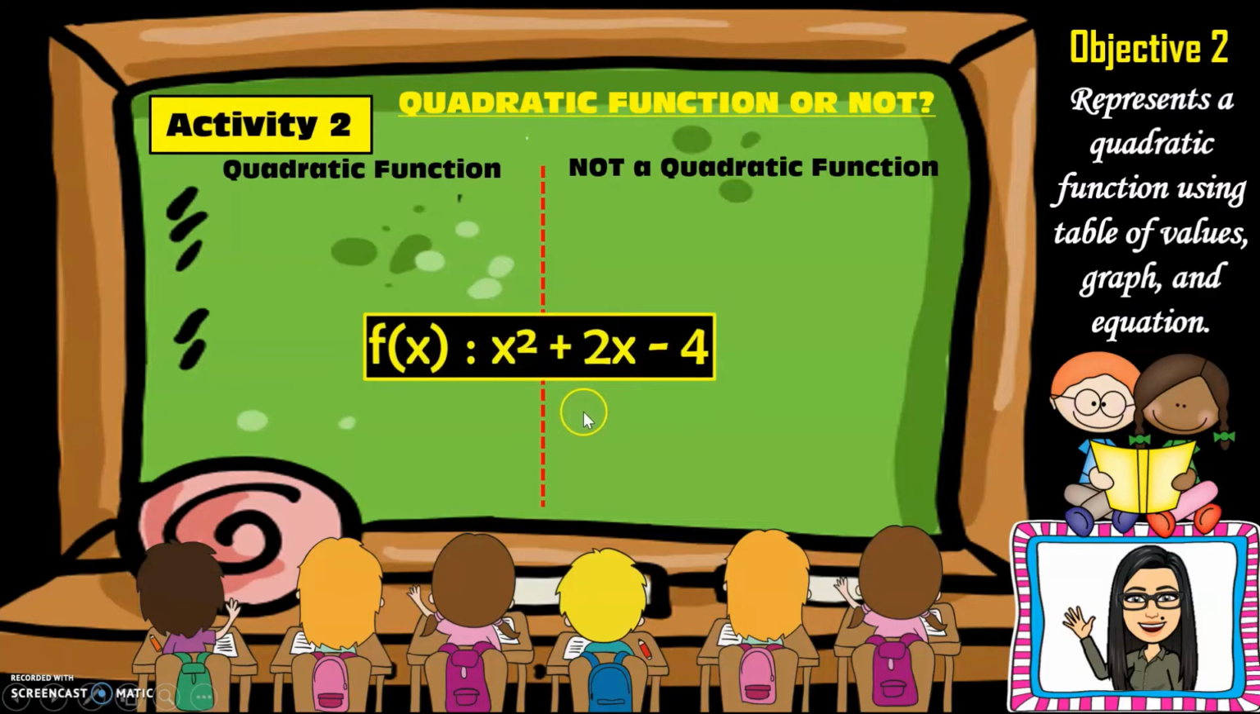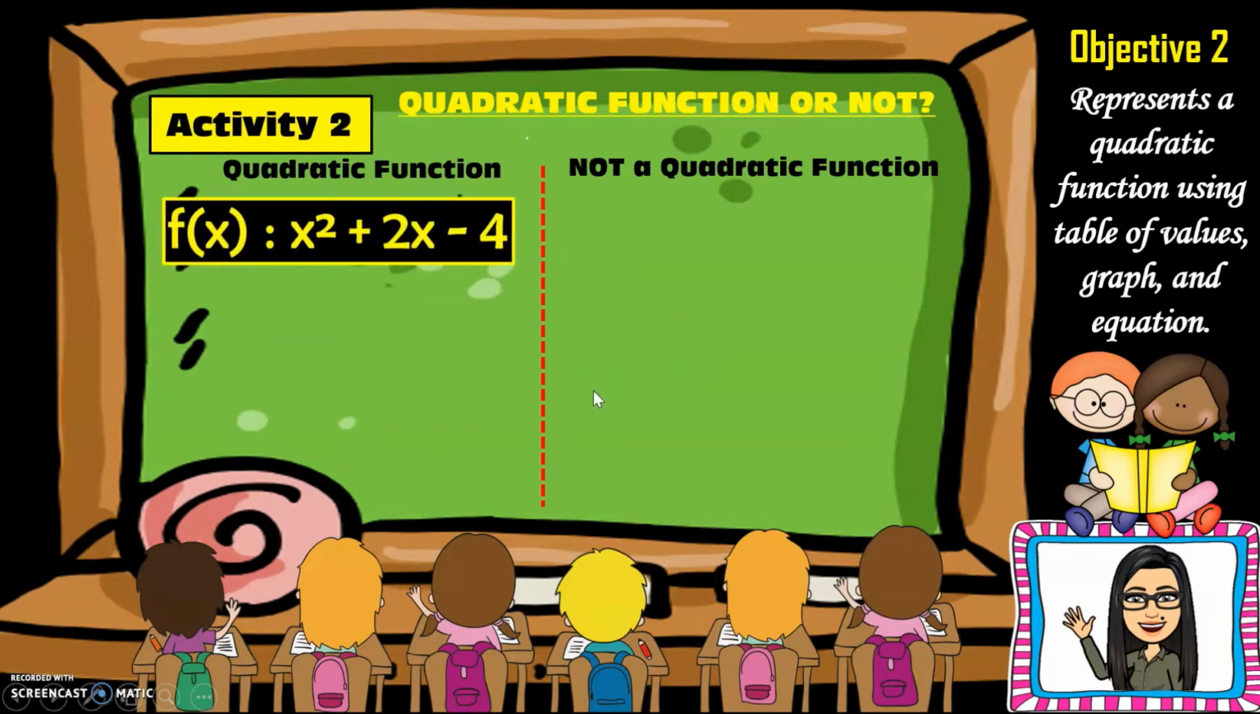This one, is this a quadratic function? Yes, it is a quadratic function. Why? Because as you can see, the highest degree of the exponent is 2 and all the numerical coefficients are real numbers. So therefore, this one is an example of a quadratic function. How about this one? Is this a quadratic function?